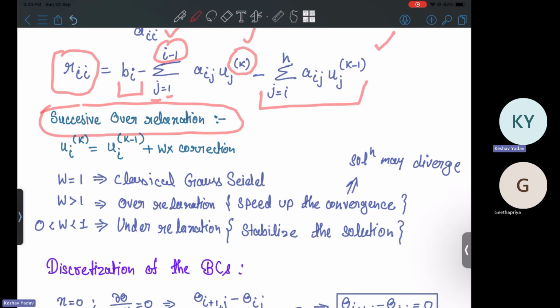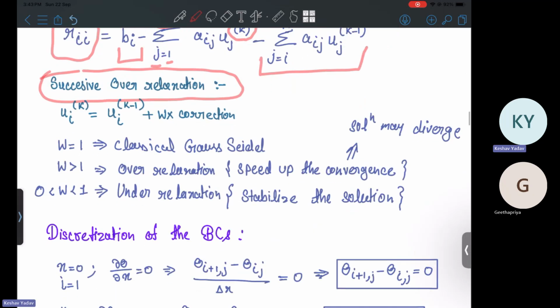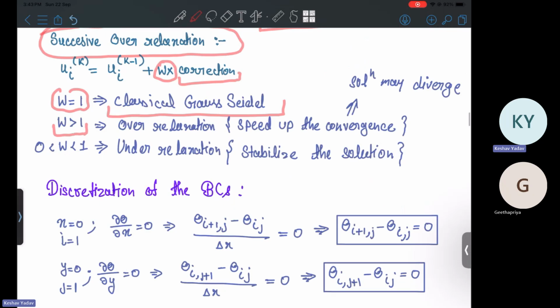If you remember, we have discussed this in week 4 or week 5. So in that case, we multiply with some w in our correction. This w is some positive number. If this w is equal to 1, this is called the classical Gauss-Seidel method. If this w is greater than 1, then it is known as the over relaxation factor.